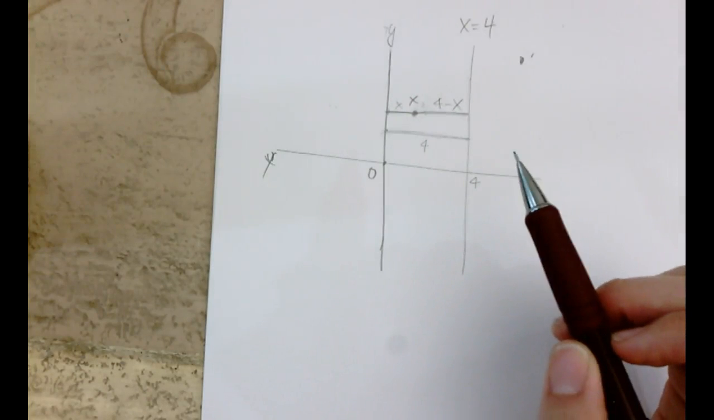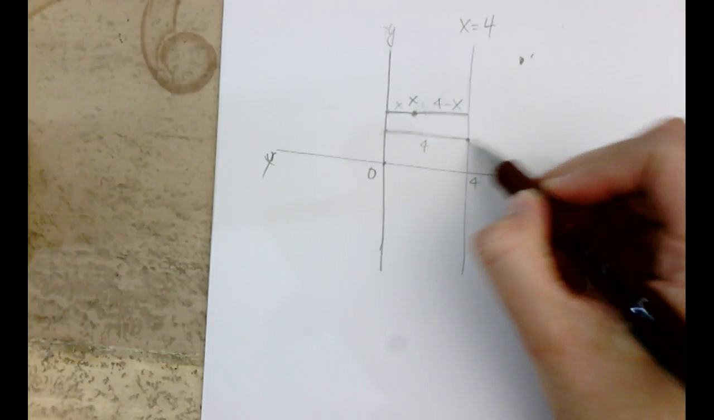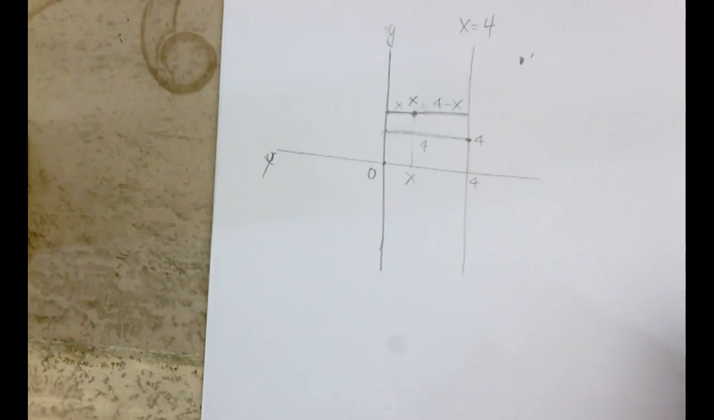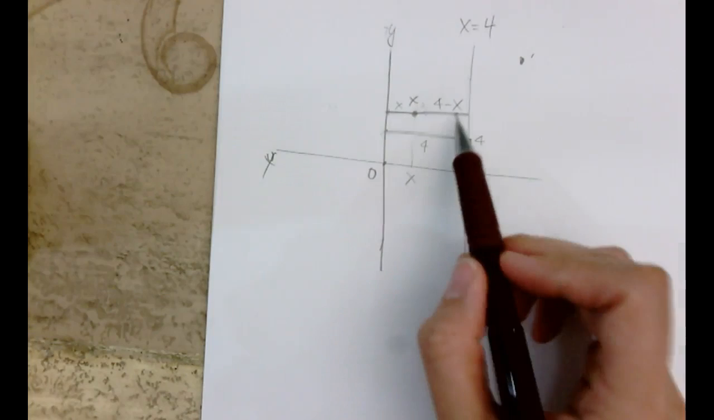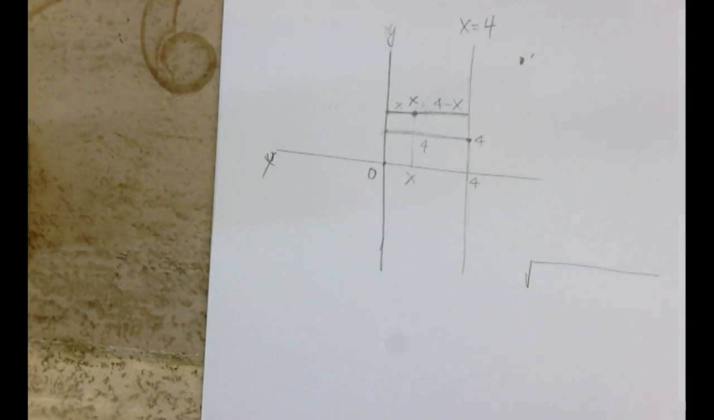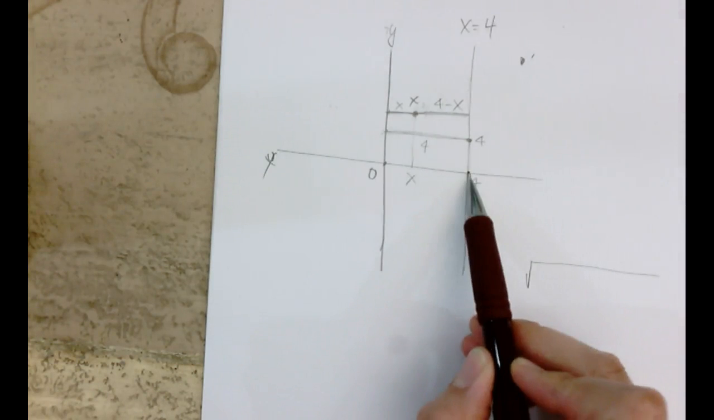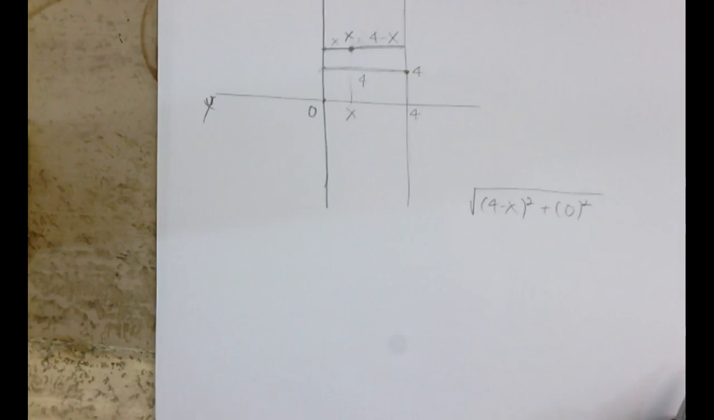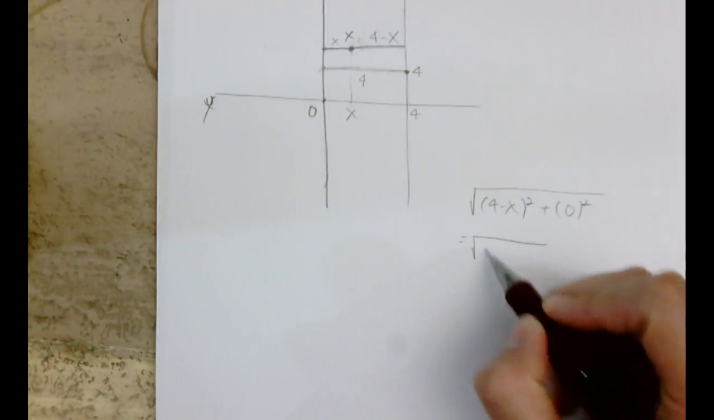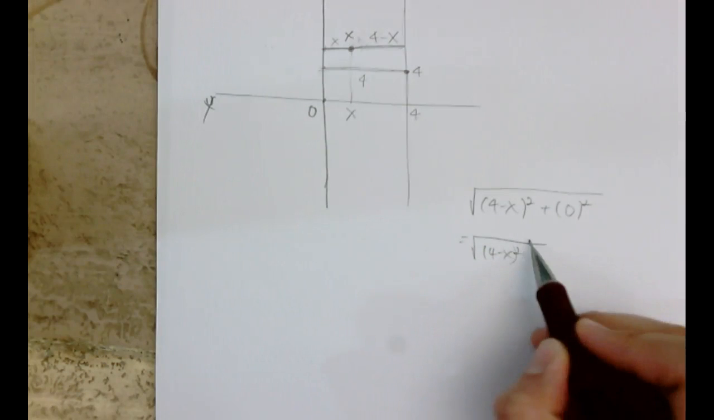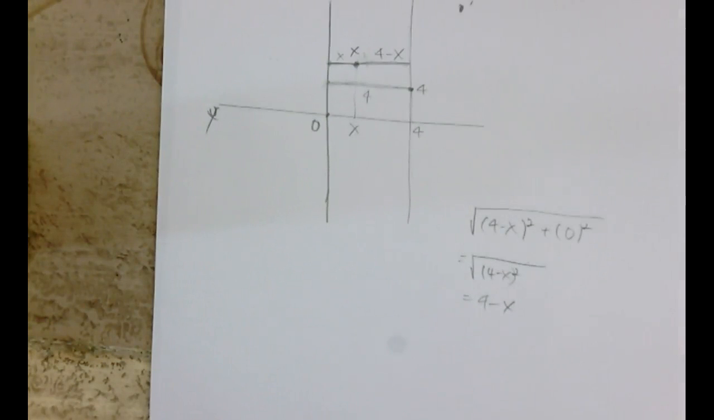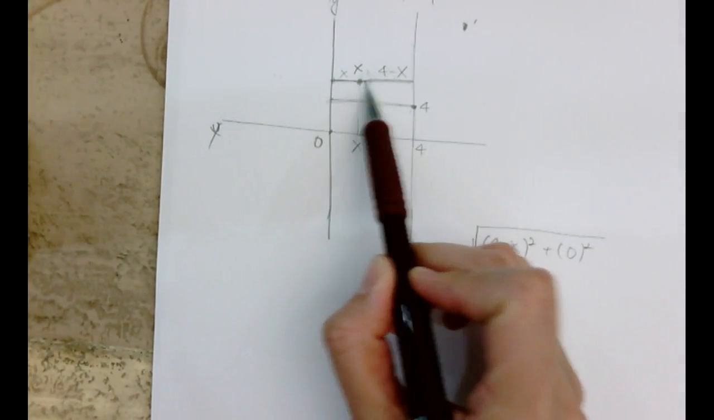Another way to do it: this x coordinate is 4, and this coordinate is x. So you can use the distance formula, the square root of the x2 minus x1, 4 minus x squared, and y doesn't change, so plus 0 squared. The square root of 4 minus x squared is 4 minus x. You get the same thing. But more intuitively, this is 4 and this is x, so the distance is 4 minus x.